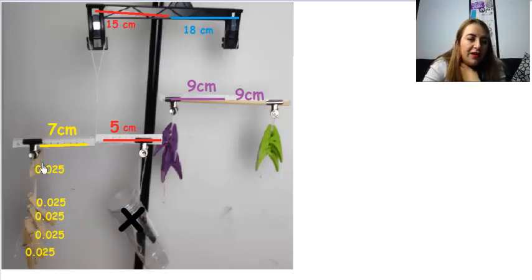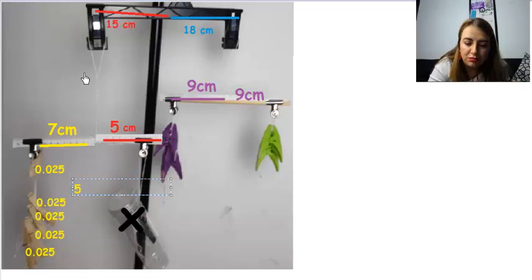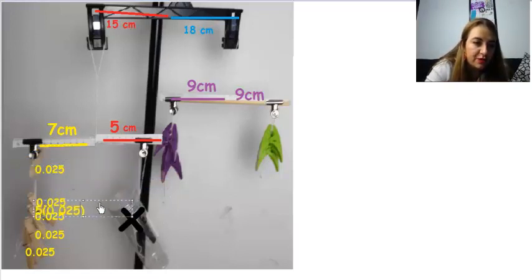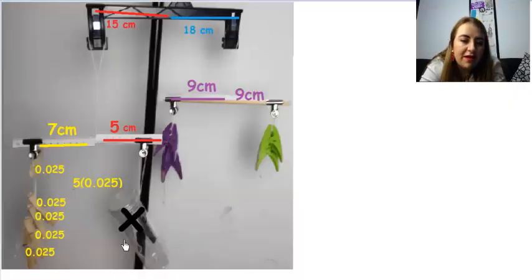Alright, how many do I have on the left side? I have 1, 2, 3, 4, 5. So if I want to write it down here, I have 5 objects, and each of them measures 0.005 kilograms. For me it's really important that you write this part, because this is the one that is going to help us create the equation. Now on the right side I just have the x. We don't know the value of that one.